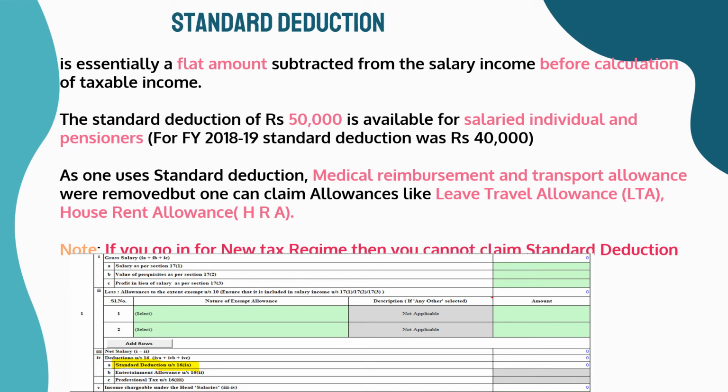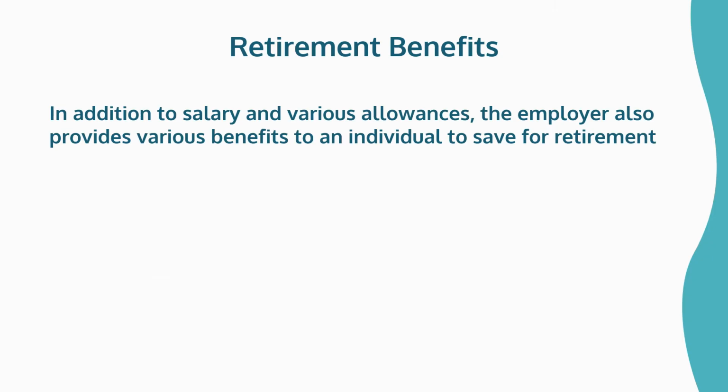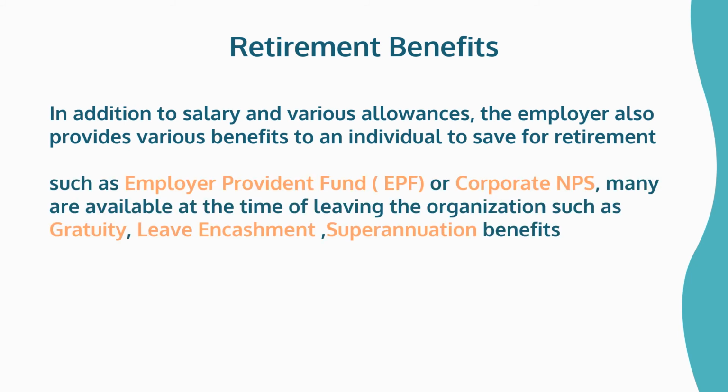In addition to salary and various allowances, the employer also provides various benefits to an individual to save for retirement, such as Employer Provident Fund, EPF, or corporate NPS. Many are available at the time of leaving the organization, such as gratuity, leave encashment, superannuation benefits.